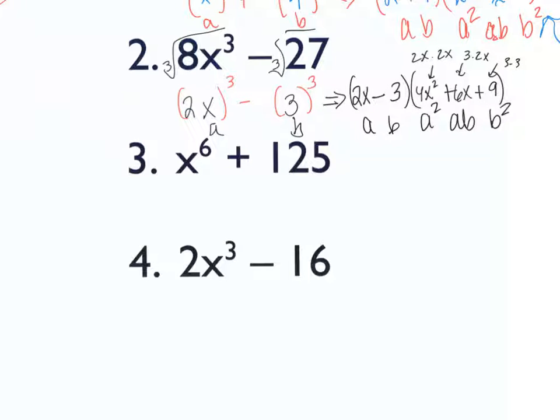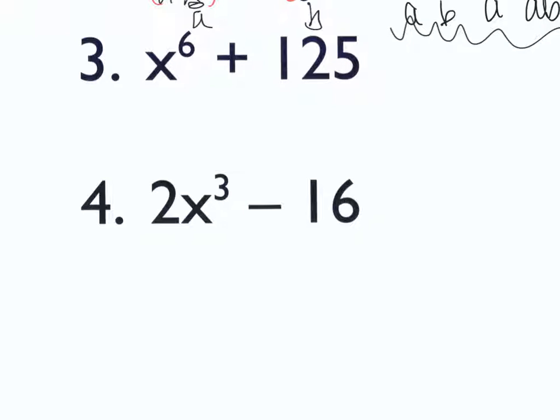Okay, so for this next one, you take the cube root of 27, you get 3. You take the cube root of 8, you get 2. You take the cube root of x cubed, you get x. You plug it in the formula. Just be careful. A squared is 2x times 2x, so you get 4x squared, not 2x squared.